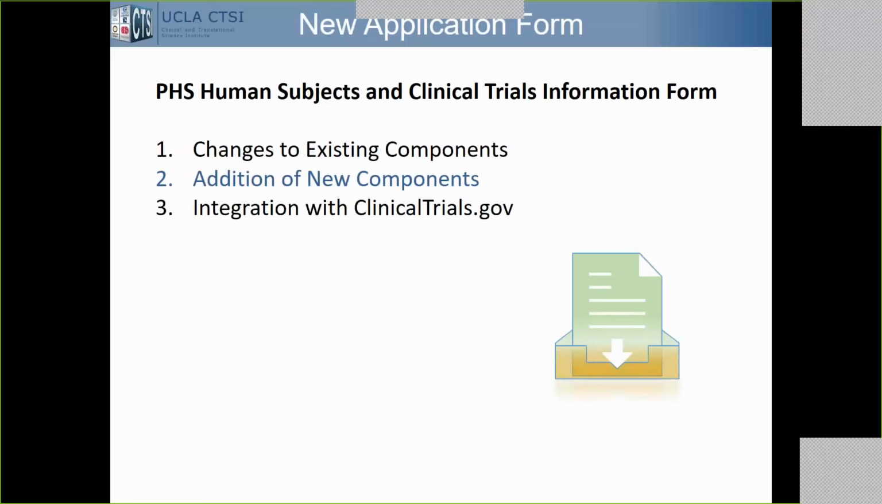So in the new application form for NIH grants, regardless of whether your study meets the definition of a clinical trial, you're now required to include what's called a PHS, Human Subjects and Clinical Trials Information Form. And we're going to do a brief rundown of what's included in that, because this is sort of comprehensive of all the changes that they've implemented.